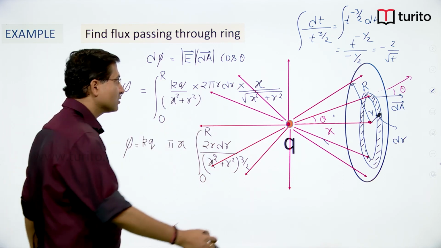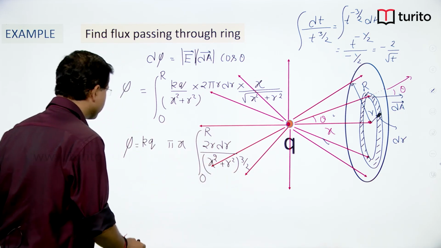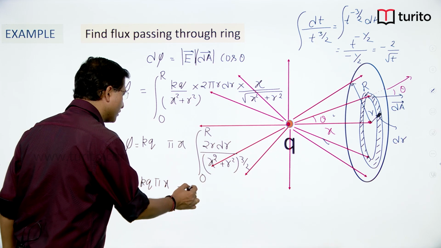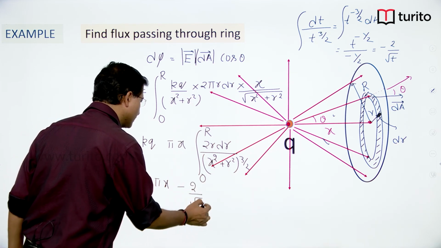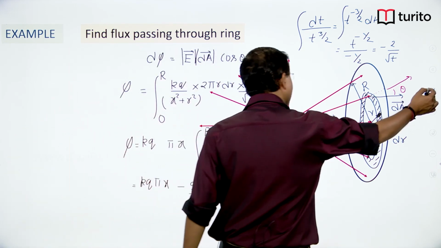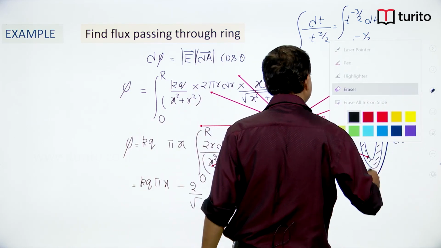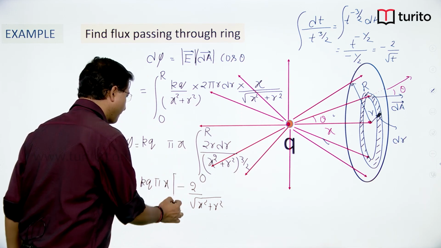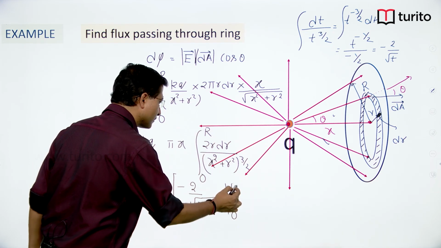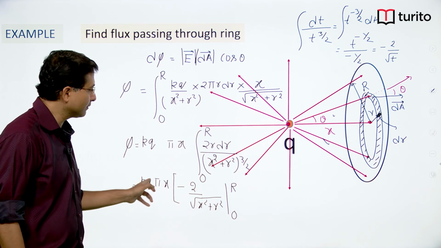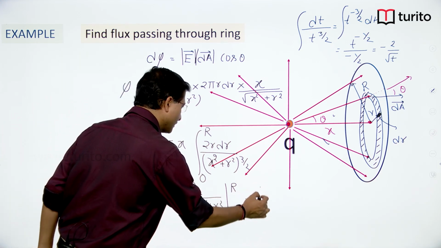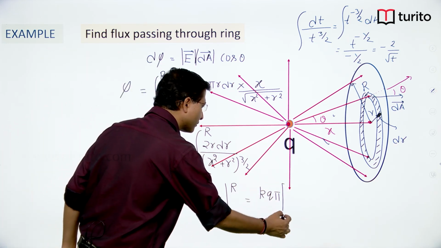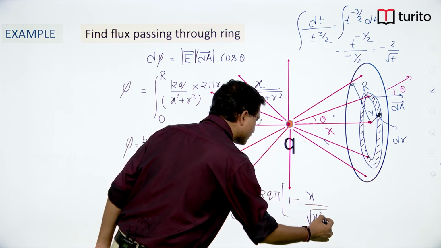So, substituting this one here and then the value of t, I will get kq pi x times minus 2 divided by under root t, and t is x square plus r square, with limit 0 to capital R. So, upper limit minus lower limit, take the minus sign out and simplify this, we are getting kq pi, get x inside, then this is coming in this format: 1 minus x divided by under root x square plus r square.